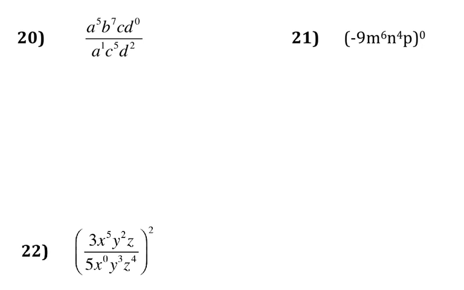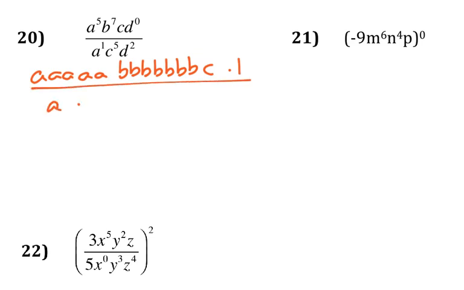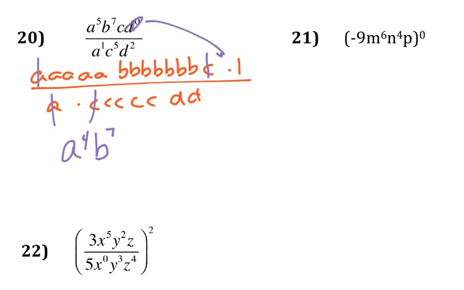Number 20, if I was to write everything out, and again, just to repeat, you do not have to write everything out the long way, but if you're getting the wrong answer, that's going to be something you're going to want to think about. So I'm going to cancel what I have in common and put everything else back together. So I'm going to have a to the 4th power, b to the 7th power, and this d to the 0, that was just 1. That's where that came from. Over c to the 4th power, d to the 2nd power.